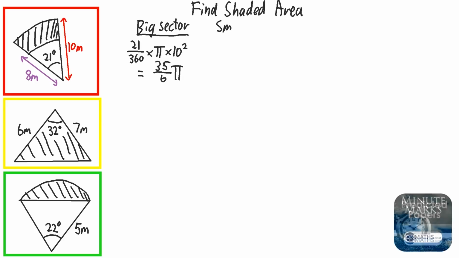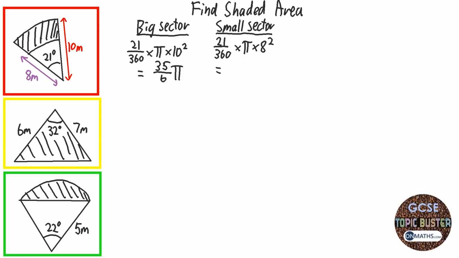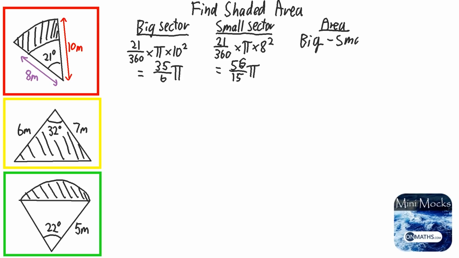Now we're going to do the small sector, or smaller sector. Okay, and I'm just showing the examiner which one I'm working out. Same formula, but the radius of the small sector is going to be 8. So I type that into the calculator, 21 over 360 times pi times 8 squared, and you could remove the times pi and then you can just have the 56 over 15, or 56 pi over 15 means the same thing. So the area of the shaded bit is going to be the big sector take away the small sector.